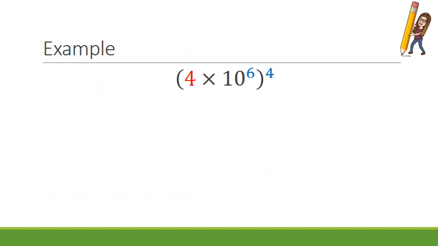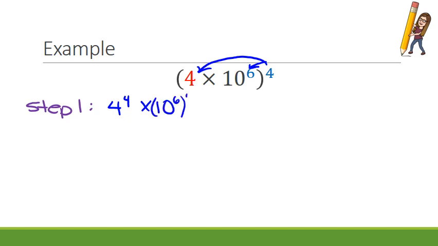Let's put this into practice and try an example. Step 1, we want to distribute that exponent. So I'm going to take that 4 and it's going to go to both pieces. I'm going to have 4 to the 4th times 10 to the 6th to the 4th. In your notes, please write these steps out. I know when you go to practice problems, you can probably calculate these as you go, but for now, let's show our work. So then let's go 4 to the 4th. Remember, that's 4 times itself, 4 times, that's 256.